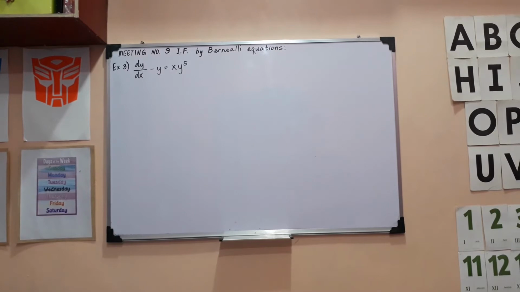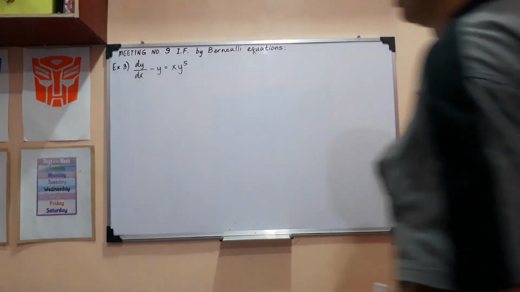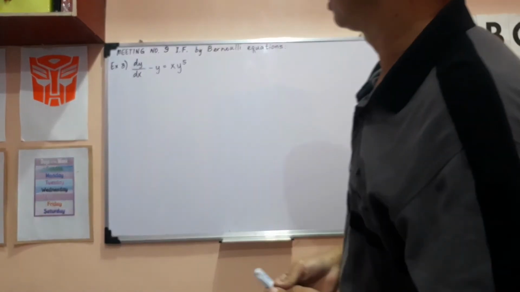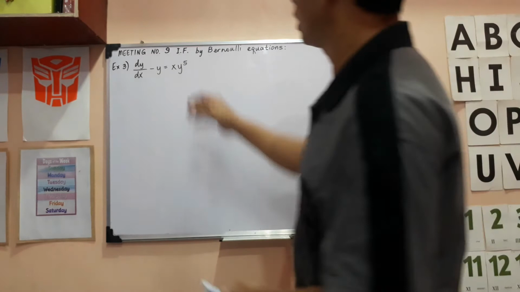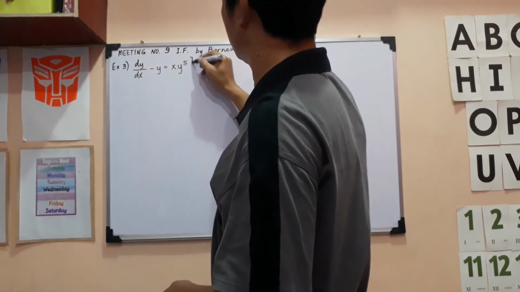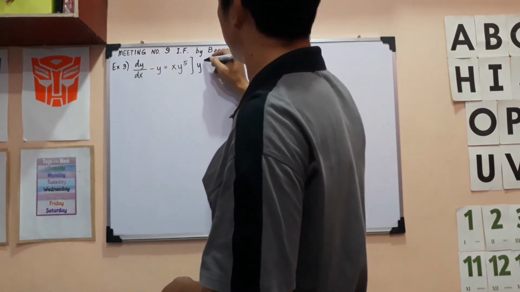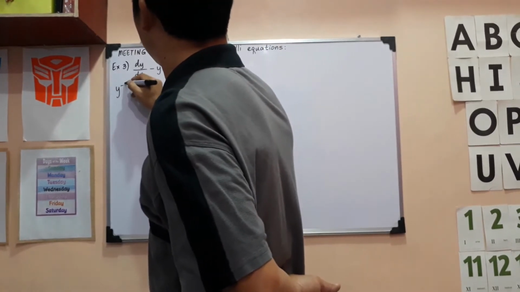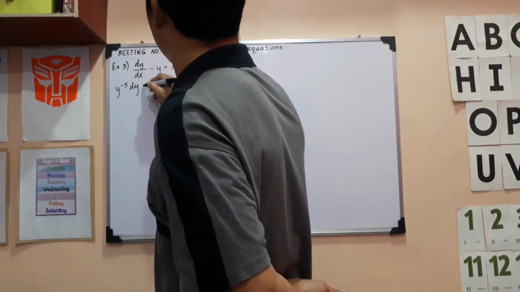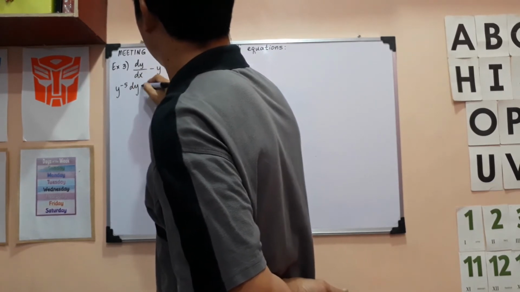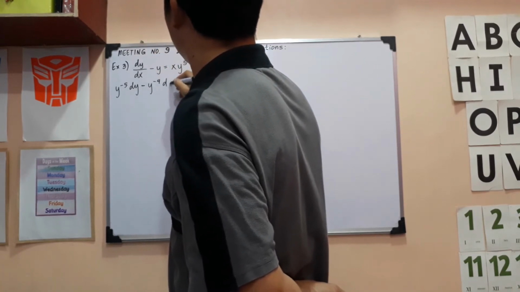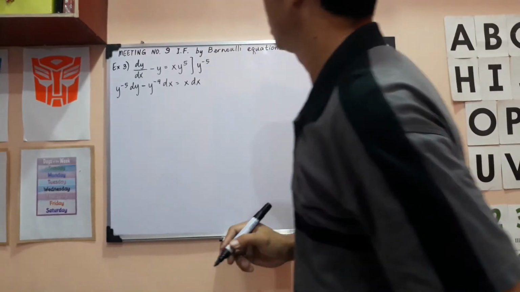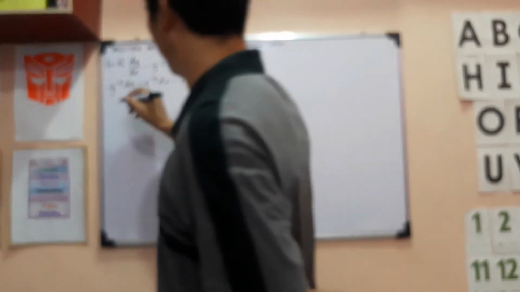For our last example, in Bernoulli equations, dy over dx minus y is equal to x multiplied by y raised to 5. Without this y raised to 5, this is a linear equation in y. So I will multiply this by y raised to negative 5. So I have here now y raised to negative 5 dy minus y raised to negative 4 dx is equal to x dx.